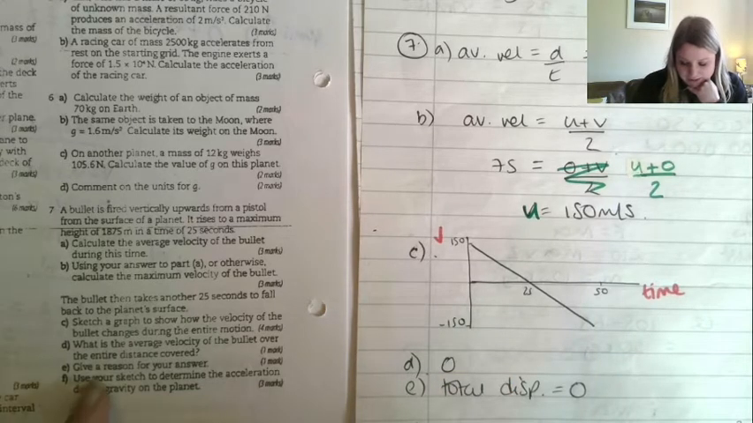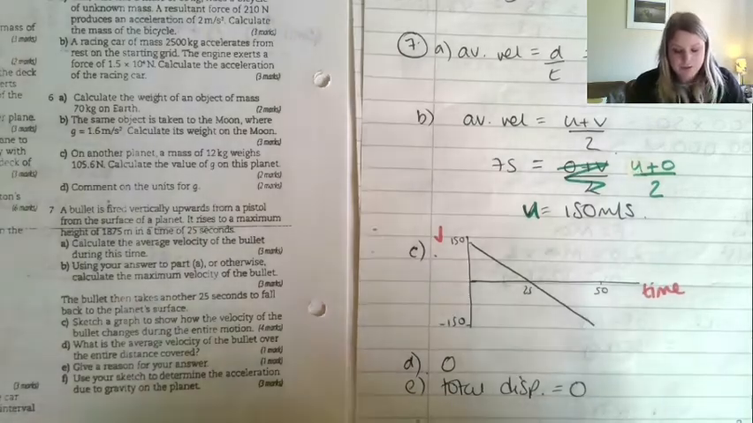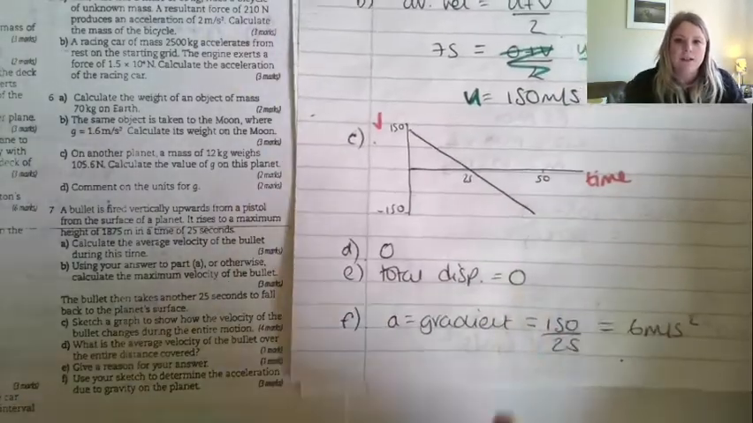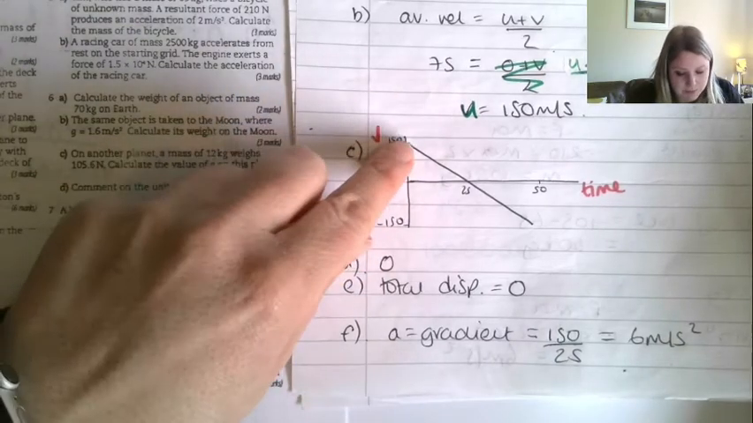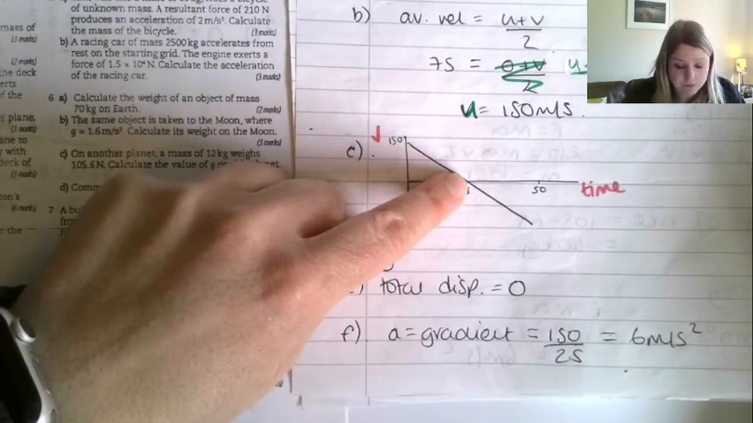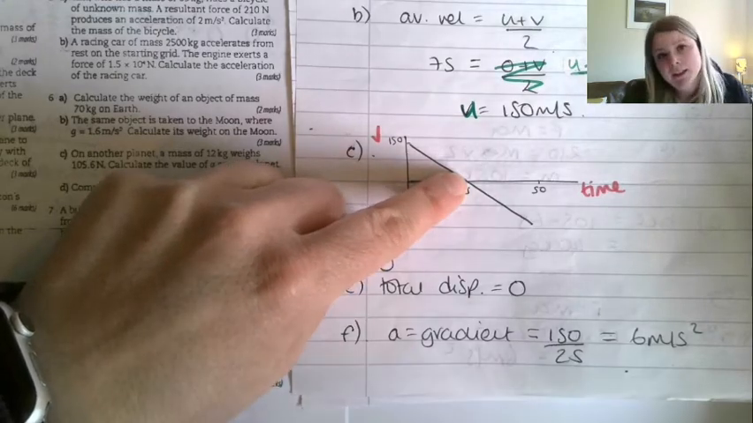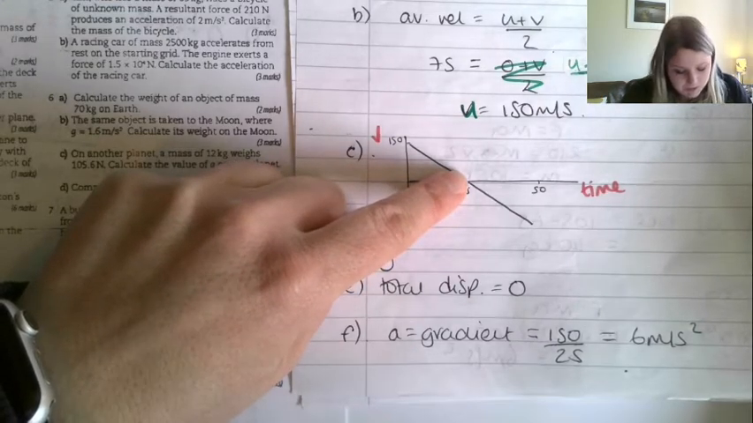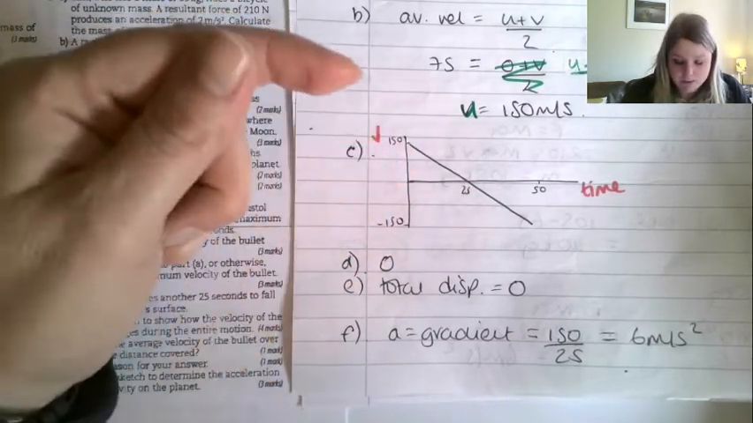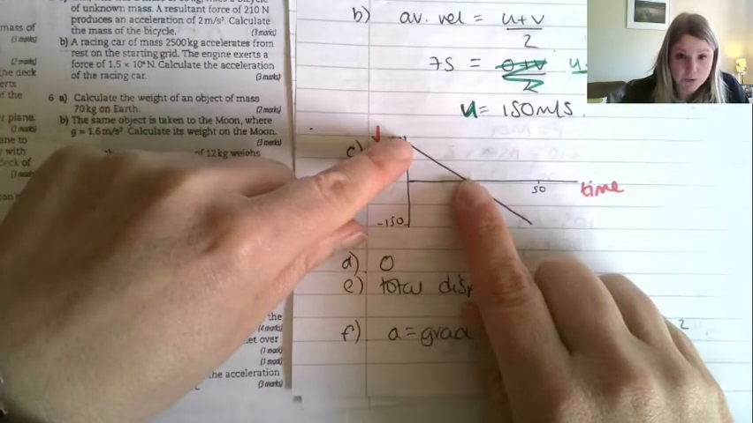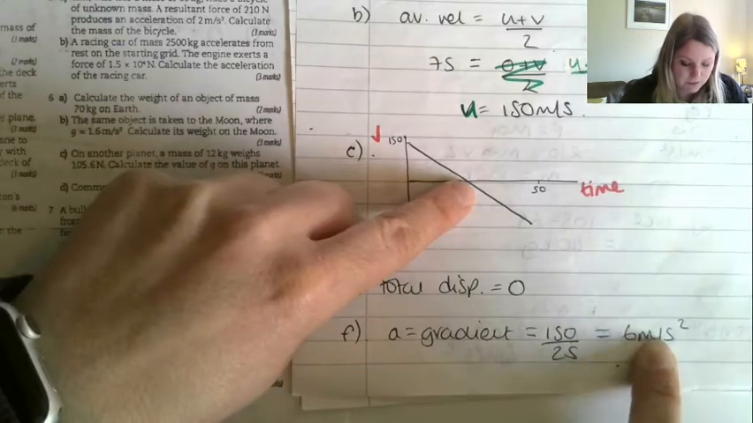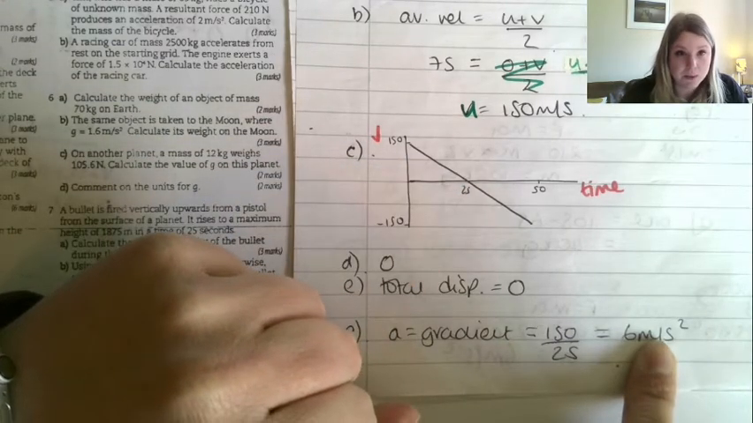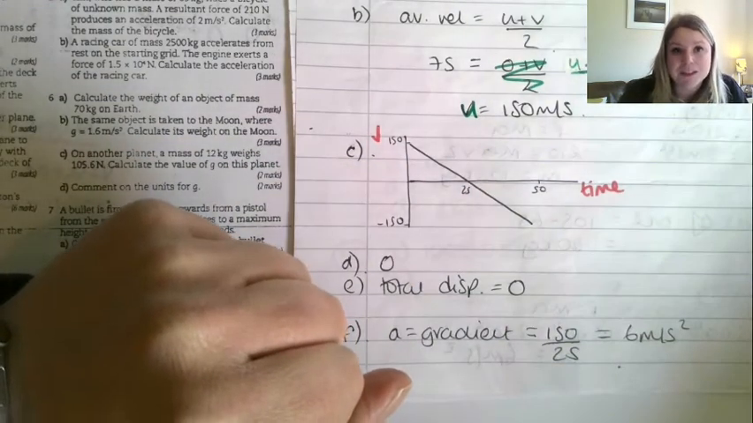And then F, use your sketch to determine the acceleration due to gravity on this planet. The acceleration is the gradient. So I've just taken the gradient from here to here. I know it really should be a negative, but for the value of gravity, the negative doesn't matter. So the rise over run method, if I'm using these 2 points, then my difference in y is 150, difference in x is 25, so 6 meters per second squared for that. Okay, let's do the next ones.